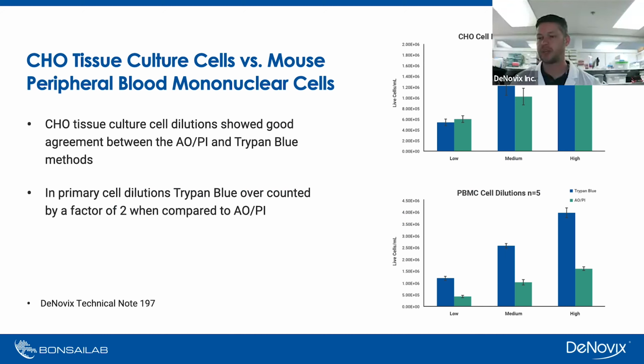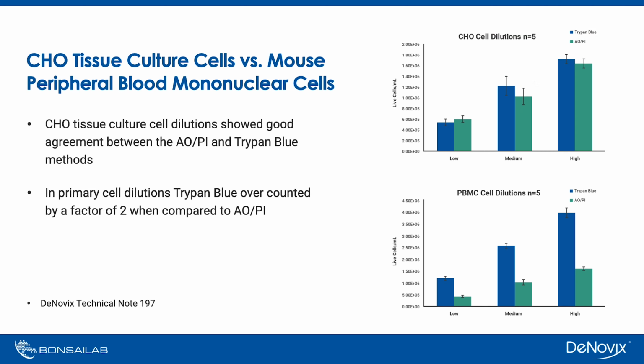Moving back to our presentation, I just want to talk a little bit about a study that we did comparing tissue culture and primary cell counts using these two methods, Trypan Blue and fluorescence-based methods. So we took CHO cells and cultured them, and we got mouse blood, and we counted the PBMCs in that mouse blood using those two methods.